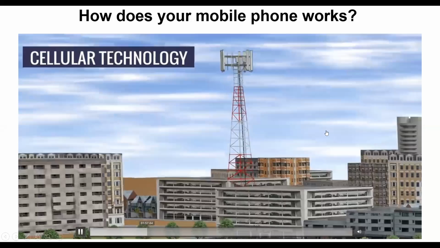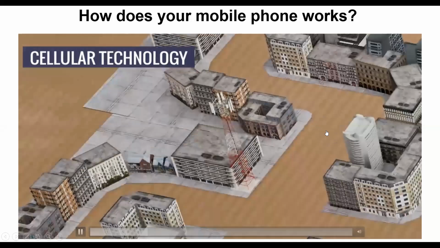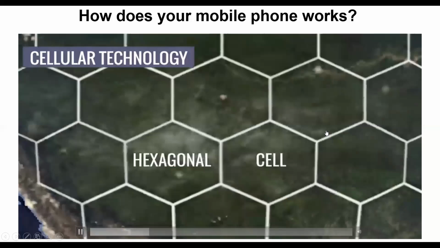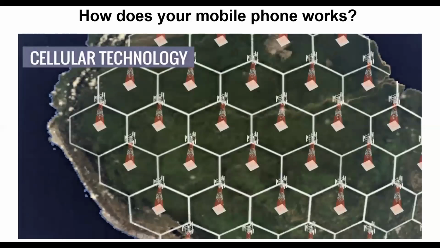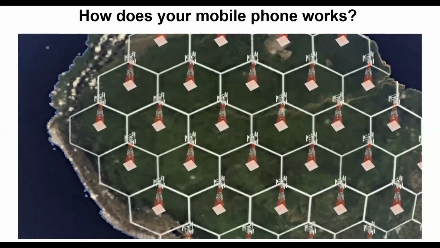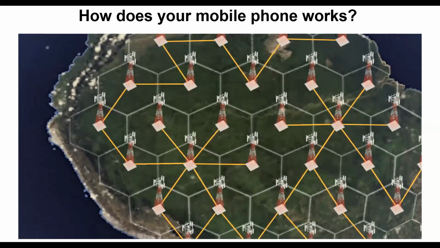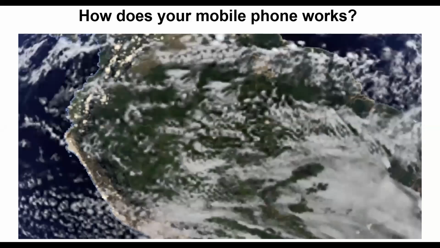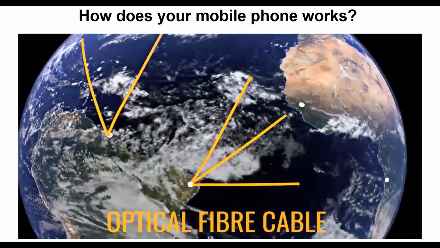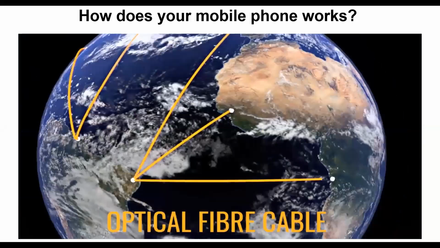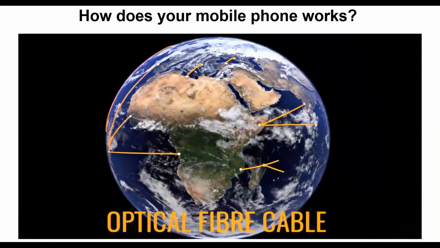In cellular technology, a geographic area is divided into hexagonal cells, with each cell having its own tower and frequency slot. Generally, these cell towers are connected through wires or, more specifically, optical fiber cables, which I'll explain later. These optical fiber cables are laid under the ground or the ocean to provide national or international connectivity.